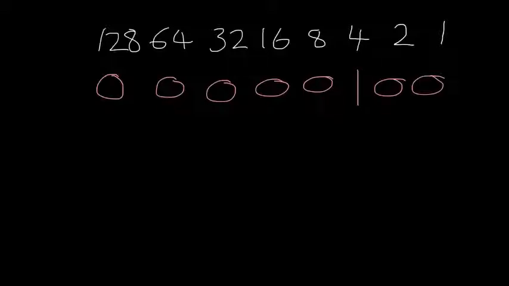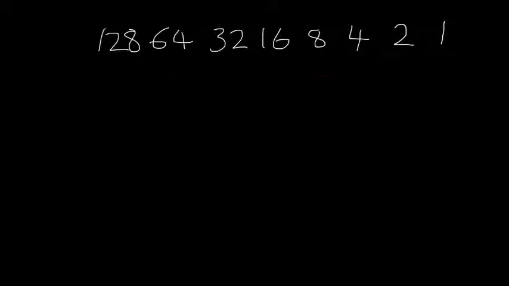Now we've done something easy, let's make it a little bit more difficult. Let's try and make the number 79. So we know that we won't need 128 to make 79, that's too big. So we'll put a 0 underneath there. 64, that will go a long way to helping us make the number 79. So let's do a 1 underneath 64.